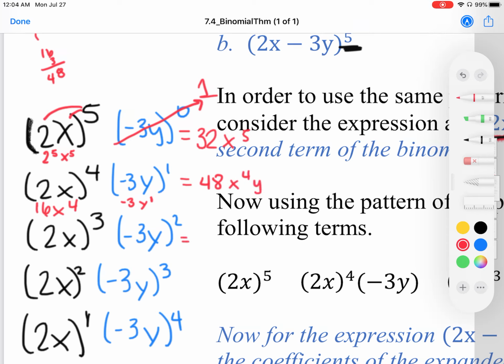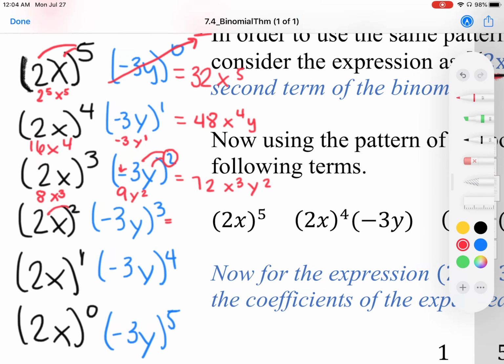We need to write the y. 2 to the third power, 2 times 2 times 2 is 8, x cubed. A negative raised to an even power is positive, so that just means 3 squared. We have 9, y squared. Don't forget the square applies to each one. So 8 times 9 is 72, x cubed, y squared.